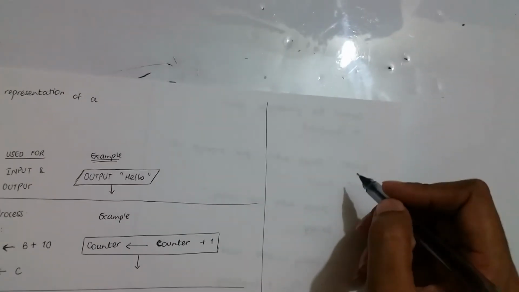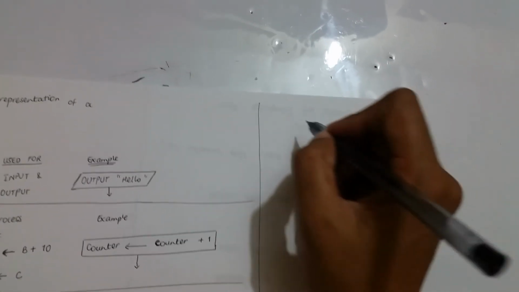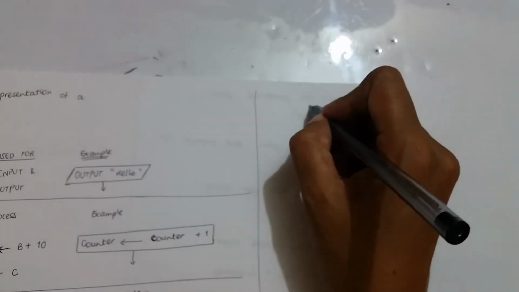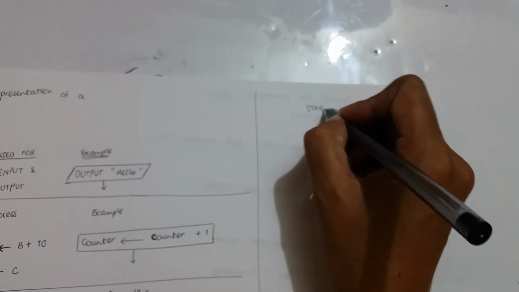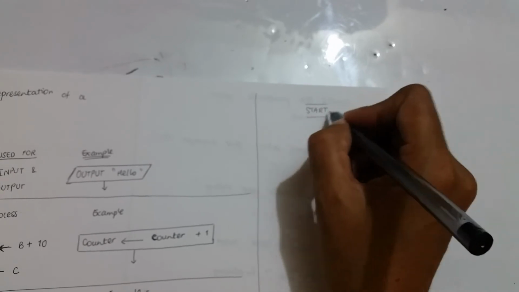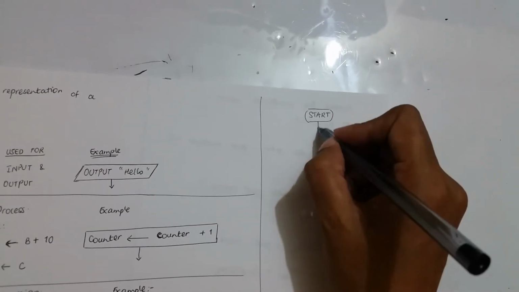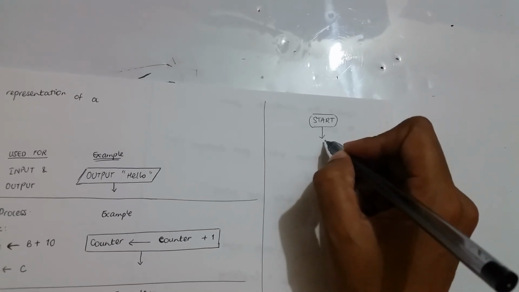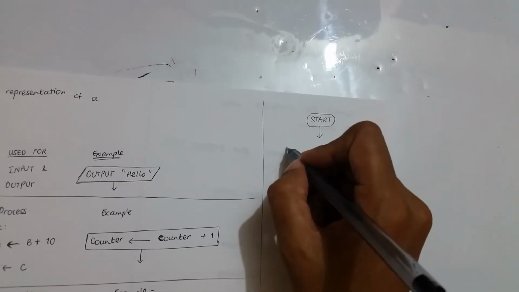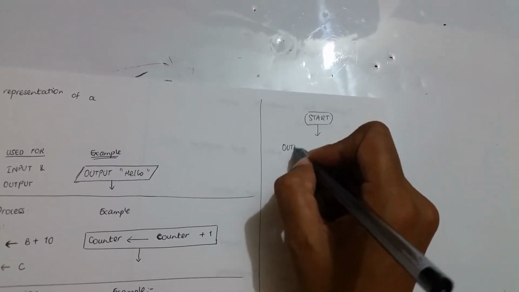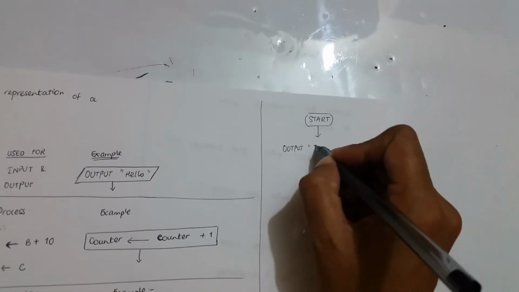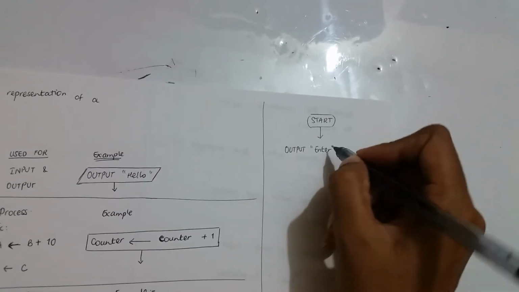Right. Now let us say, for example, I want to create a simple flowchart with a simple prompt. For example, my program is going to ask the user to enter his or her name. So my flowchart is going to start with the terminator start. Every time it is the same. Then, I am going to have one outgoing arrow. I have the instruction output, enter your name.